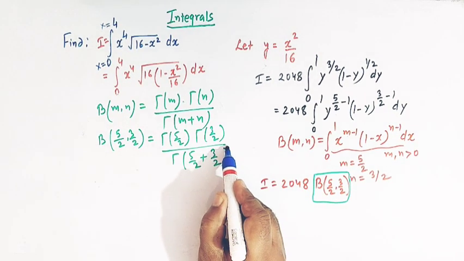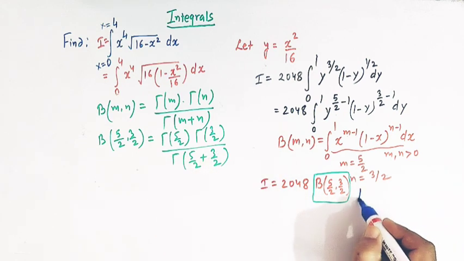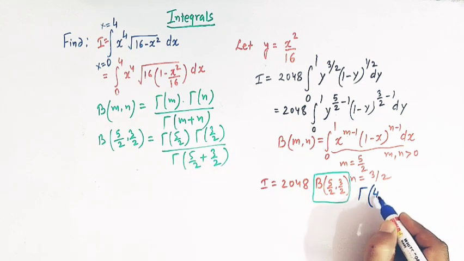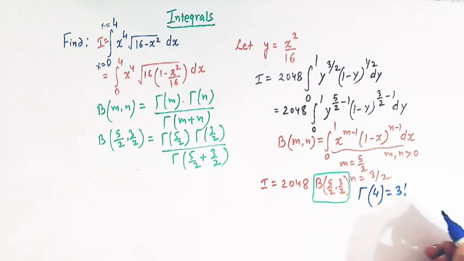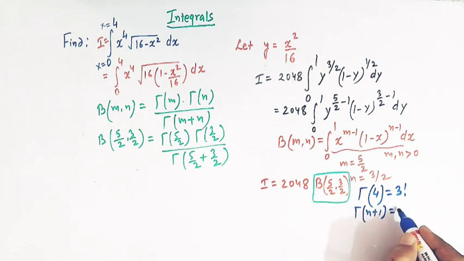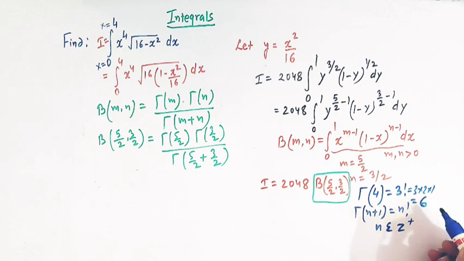Now see, in the denominator we have gamma of 5 by 2 plus 3 by 2. So this is 5 plus 3, 8 over 2, that is gamma of 4, and gamma of 4 can be written as 3 factorial, because we know that gamma n plus 1 is equal to n factorial, where n is a positive integer. So here we have 3 factorial, and 3 factorial is 3 times 2 times 1, that is equal to 6.